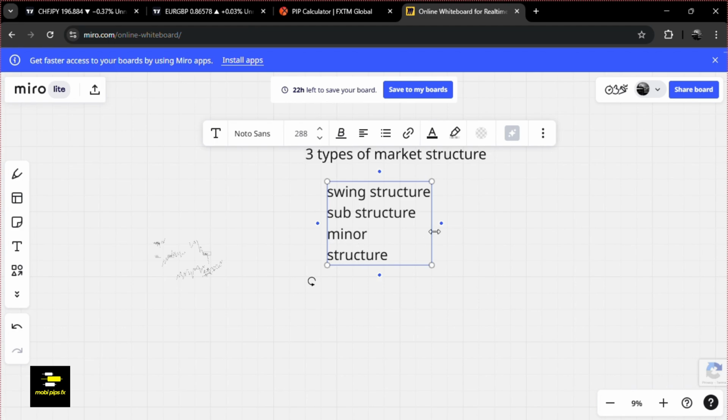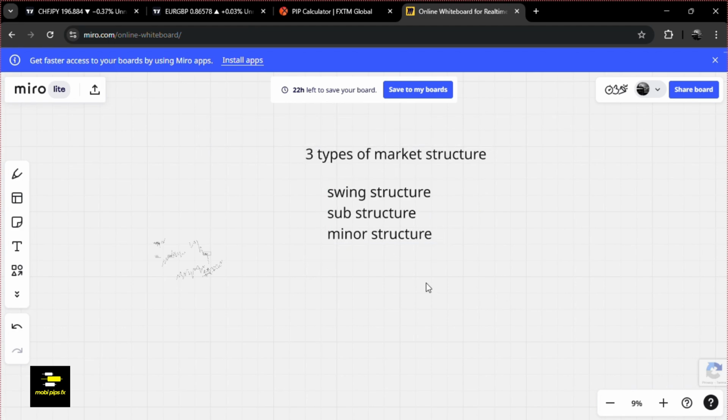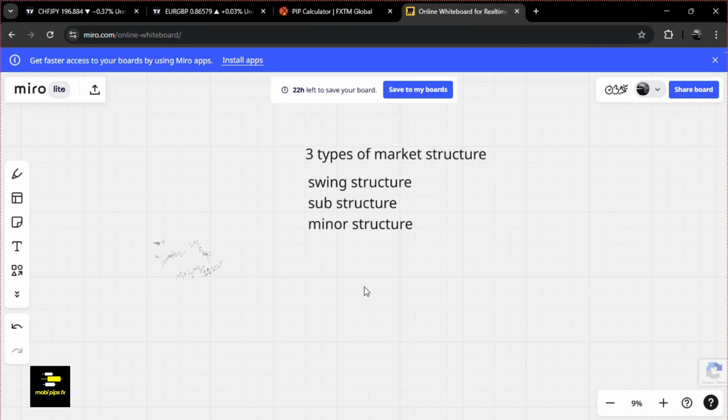Our major focus here is actually the swing structure. Three types of market structure: the swing structure, the substructure, and the minor structure. What do we mean by a swing structure?